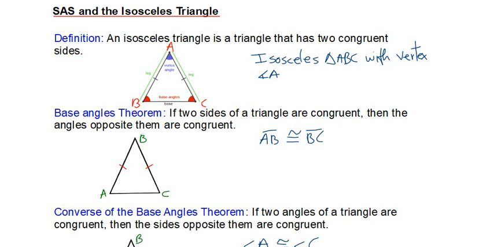So for example, if you were given this isosceles triangle ABC with vertex angle A, then you should be able to conclude the two sides that are congruent. So that would be AB congruent to AC, and the reason would be the definition of the isosceles triangle.